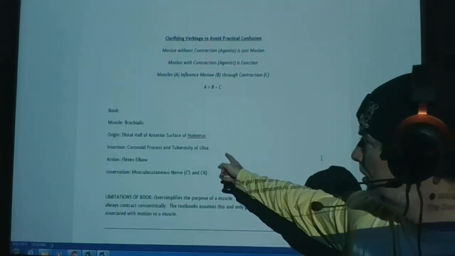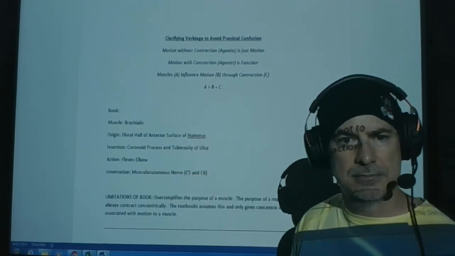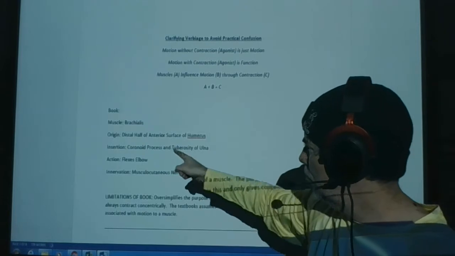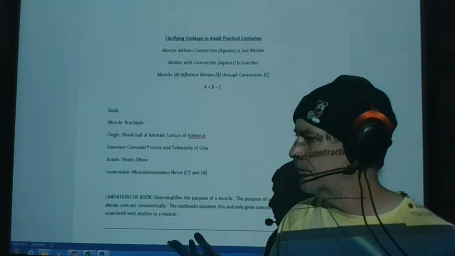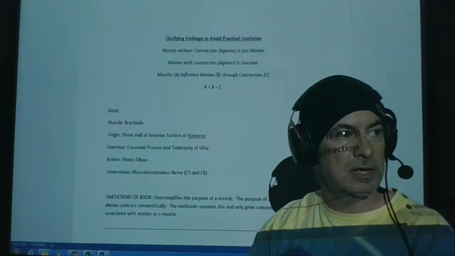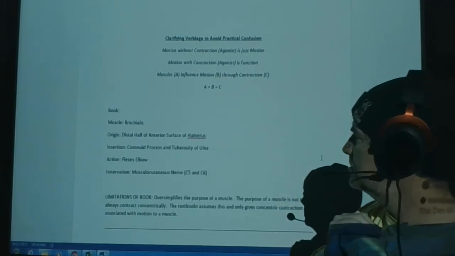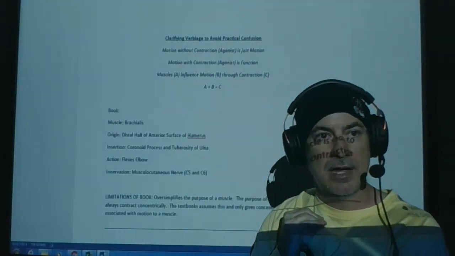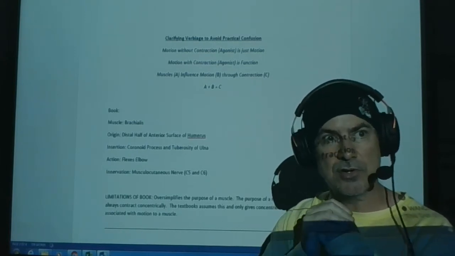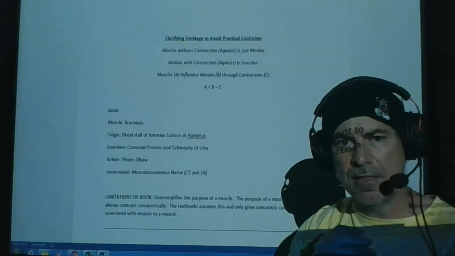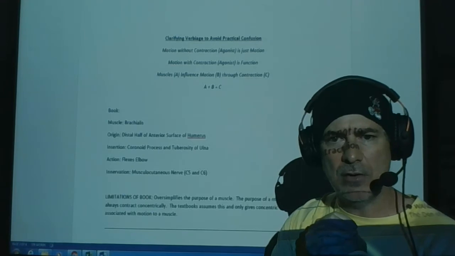Okay, so a classic textbook example, the brachialis. It's a muscle in your arm. Origin, distal half of anterior surface of the humerus. In our class, we're just going to say, hey, it originates on the humerus. Insertion, coronoid process and tuberosity of ulna. Hey guys, it inserts on the ulna. Starts on the humerus, inserts on the ulna. So where do we get function from? That's understanding how it crosses the joint. I'm going to teach you that in our follow-up lecture.